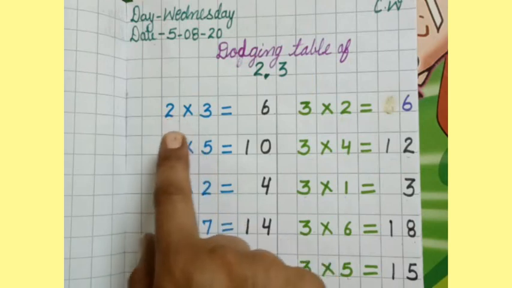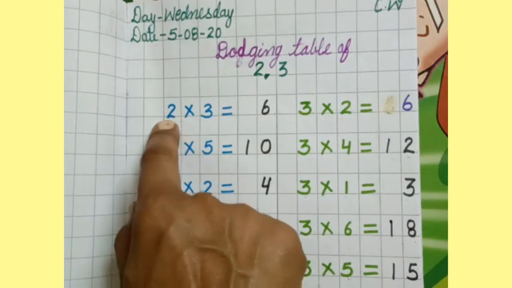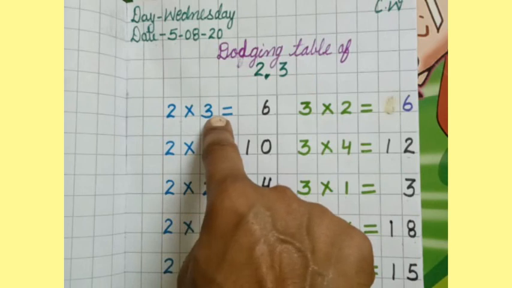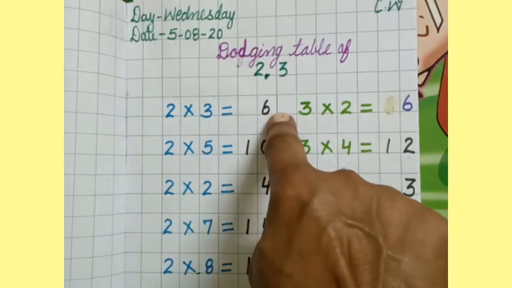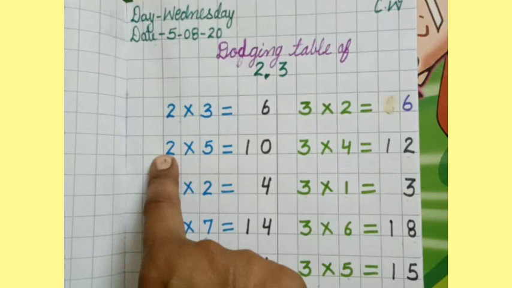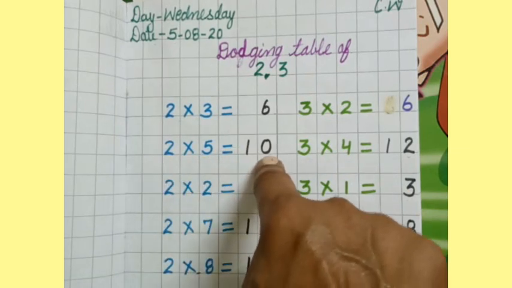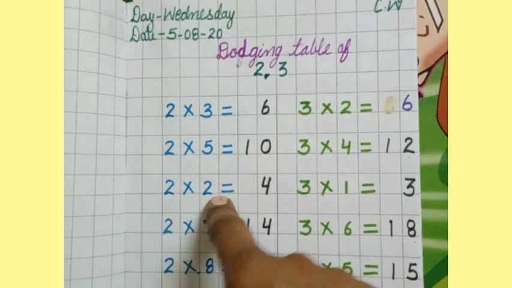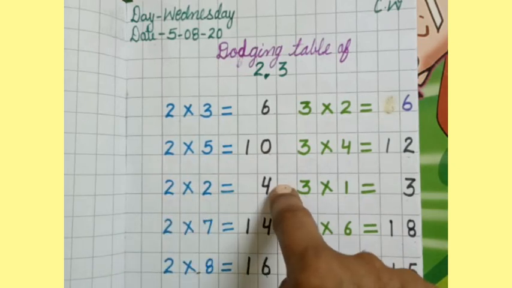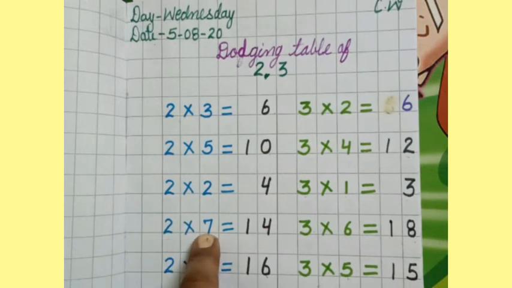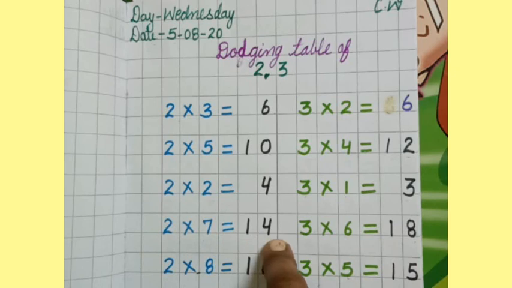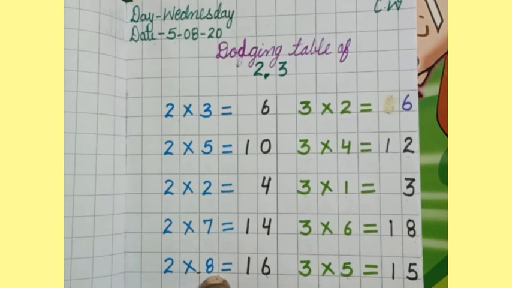So students, tell me, 2 threes are 6. Yes. 2 fives are 10. 2 twos are 4. 2 sevens are, tell me, 2 sevens are 14. 2 eights are, listen carefully, 2 eights are 16.